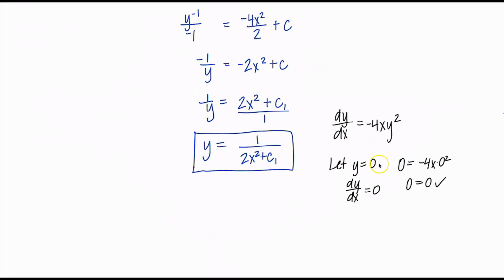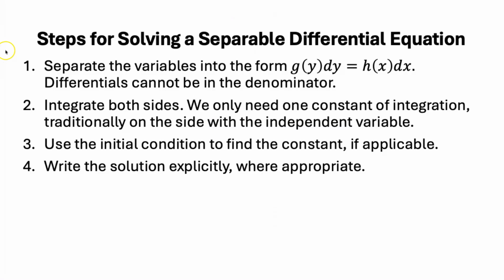So that means y equals 0 is also a solution. So, in summary, when we solve a separable differential equation, we may not be getting the entire solution set. There might be some constant solutions of the form y equals k that can be found by setting the derivative equal to 0. If you take a full on differential equations course, you'll learn more about what are called equilibrium solutions.